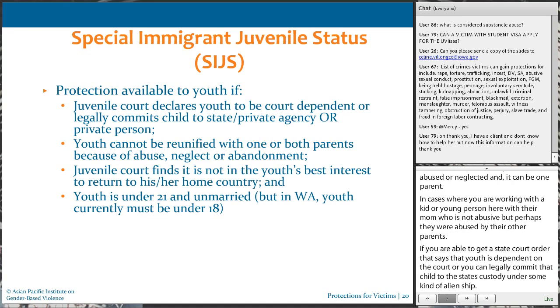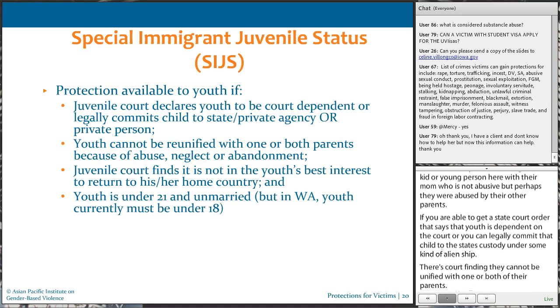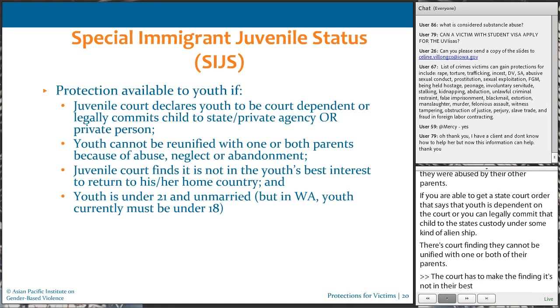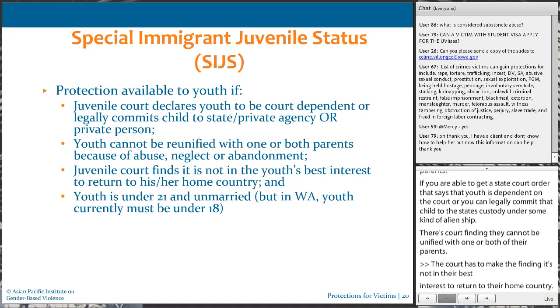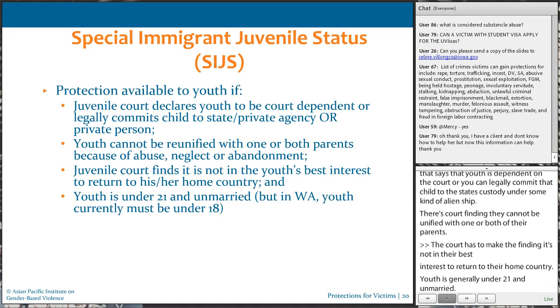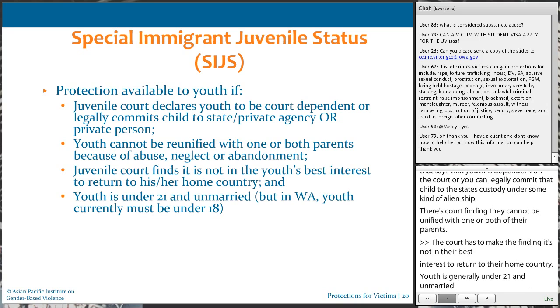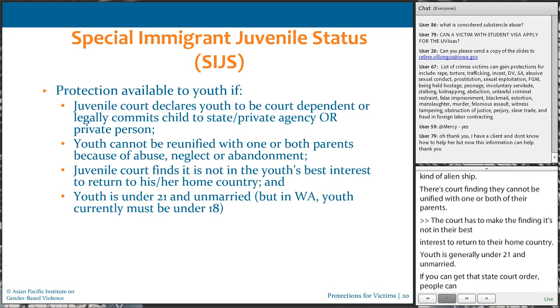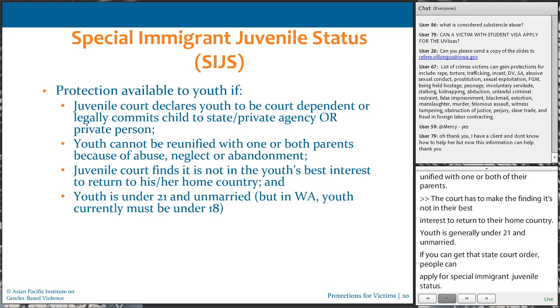And the court has to make the finding that it's not in the youth's best interest to return to his or her home country. And the youth is generally under 21 and unmarried. In some states, because of how their dependency system works, it's limited to under 18. But in any event, if you can get that kind of state court order, folks can apply for special immigrant juvenile status, and that is done in an affirmative application, and there are various groups that are helping young people with that. And so just don't forget that if you've got a client in front of you that's under age 21, that might be a route to explore.